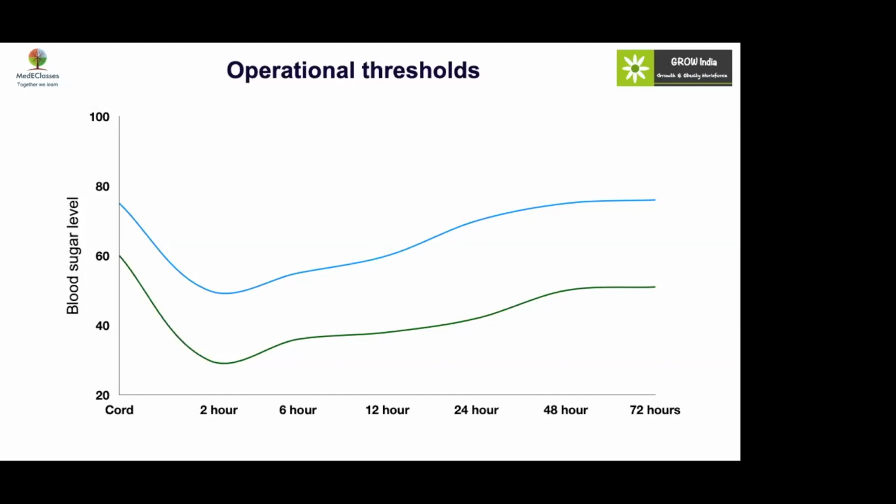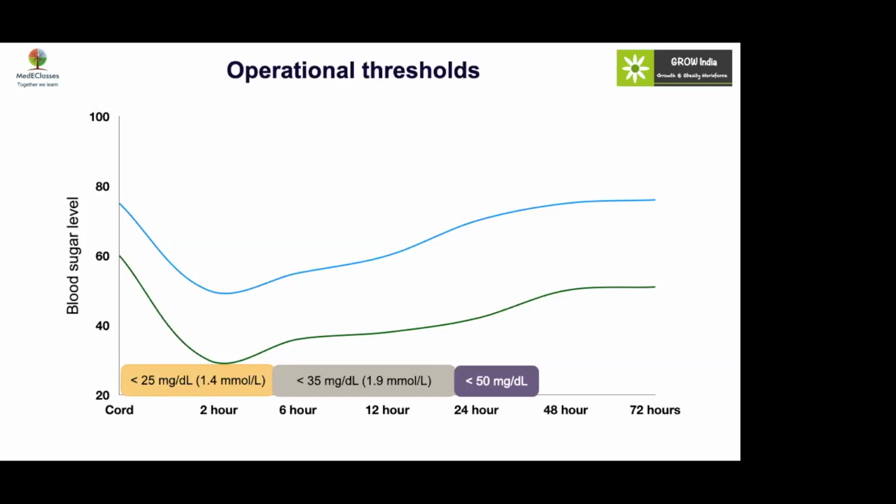So if you have somebody who did not have hypoglycemia at 2 hours or 6 hours, and suddenly comes to you at 48 hours with hypoglycemia, there is something wrong with the newborn and you have to evaluate in that perspective. Now, there is no specific criteria to define hypoglycemia in the newborn period. We use operational thresholds. So if you have an asymptomatic child whose glucose is less than 25 in the first 4 hours, 35 between 4 to 24 hours, 50 between 24 to 48, and 60 between 48 to 72 hours, you have to worry and do something. On the other hand, if there is symptomatic hypoglycemia, you of course have to worry and start treatment irrespective of these cutoffs.